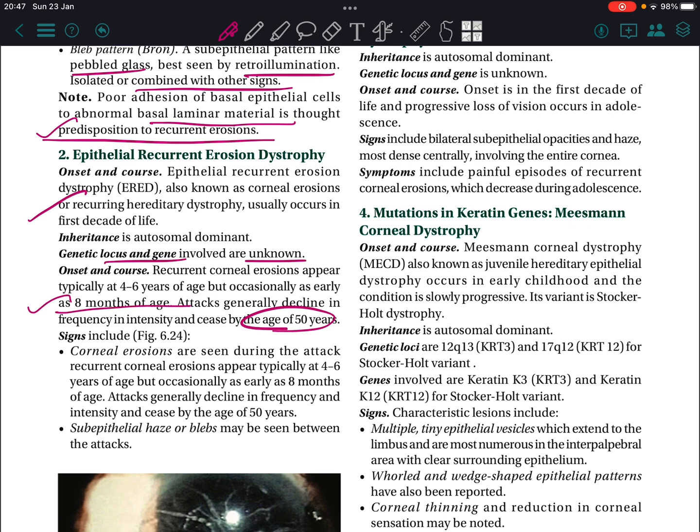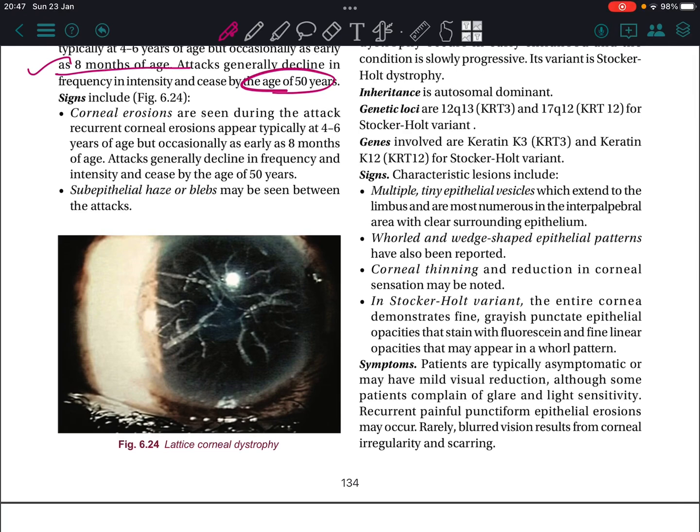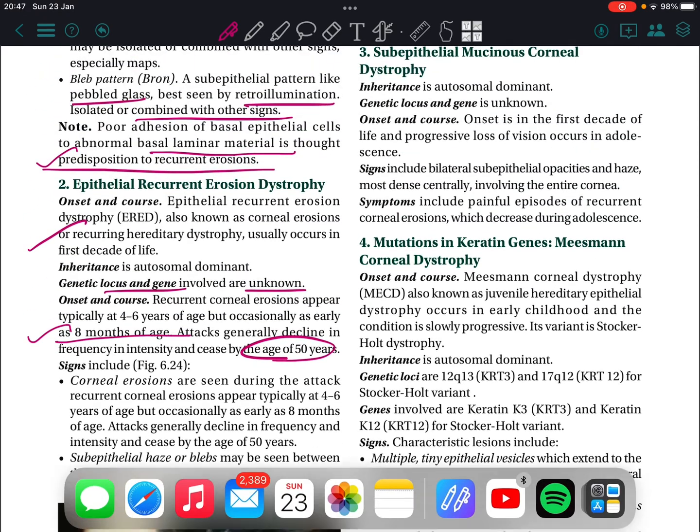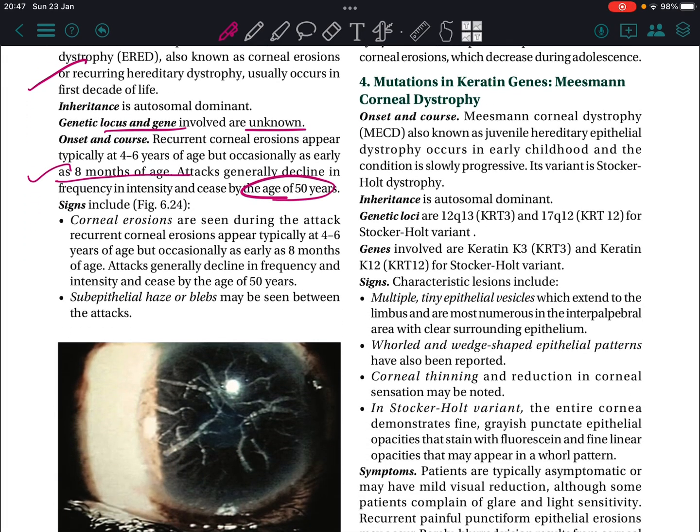Signs include, image 6.24, lattice corneal dystrophy. Lattice-shaped corneal erosion is seen during the attack.